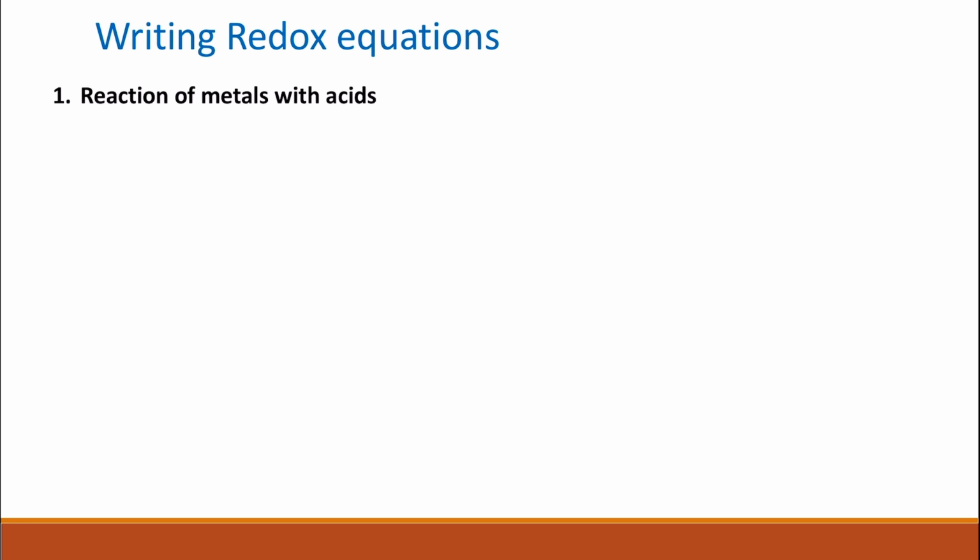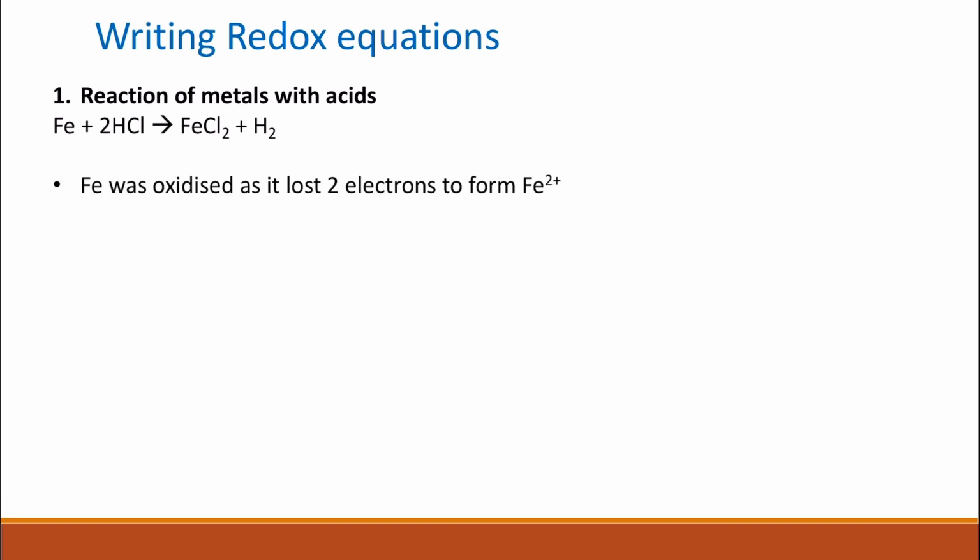Let's have some examples of redox reactions and how to write their equations, writing the redox equation. Reaction of metals with acids is a type of redox reaction. For example, when iron reacts with hydrogen chloride to give you iron chloride and hydrogen gas, this is a redox reaction where iron has been oxidized because it lost two electrons. So iron has changed from being the elemental iron with no charge into an ion with two plus charge.